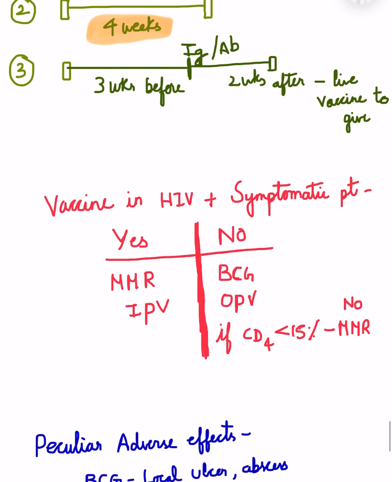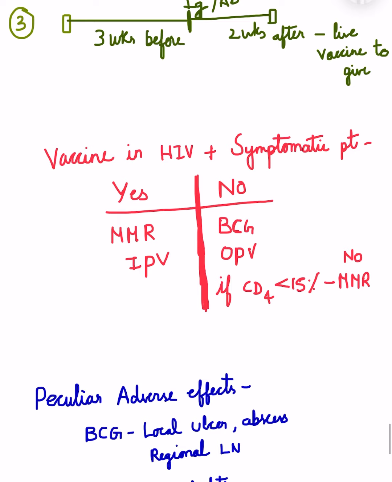In case the patient is HIV positive and symptomatic, the vaccines that should not be given are BCG and oral polio vaccine. If the BCG vaccine is given, it may lead to disseminated BCG infection or disseminated TB. So in an HIV patient who is also immunocompromised and symptomatic, live vaccines like BCG and OPV are contraindicated.